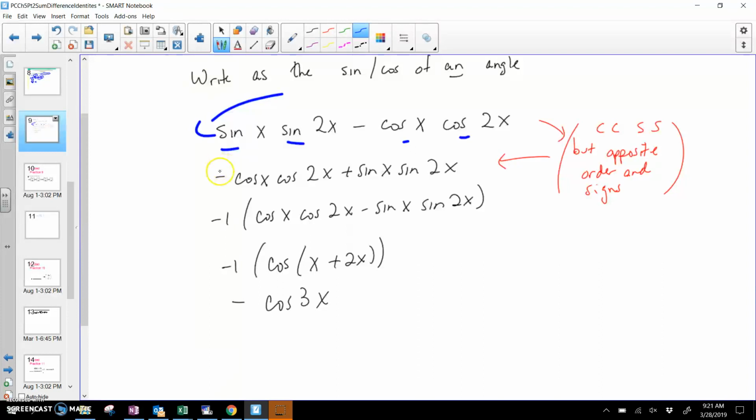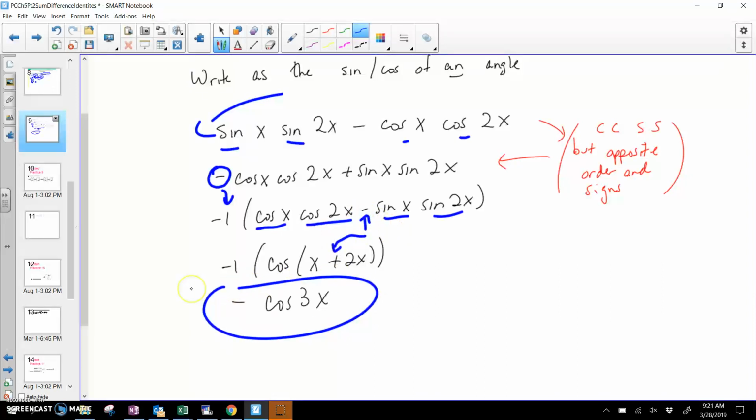Problem is I can't use it here as long as this is here. So I would have to factor that out. So once I factor out the negative 1, then you can see it follows cosine, cosine, sine, sine. Since it's a minus here, it becomes a plus. Okay, so this is an example where you'd end up with a negative cosine of 3x. Okay, that's just another unique thing.